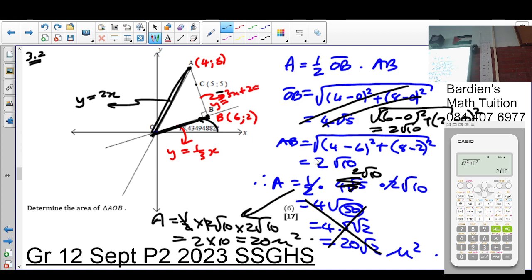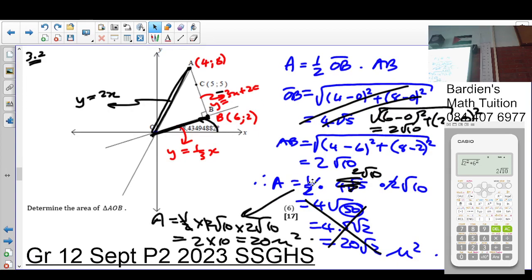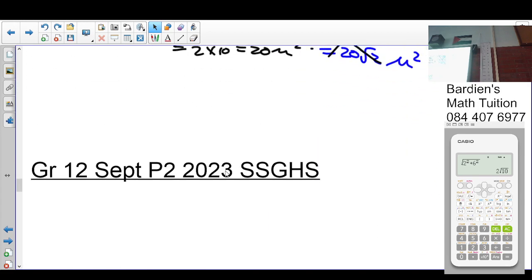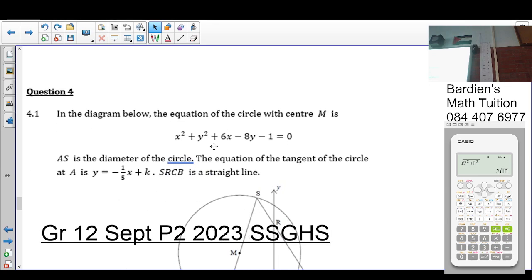Okay. But there's quite a few mistakes here. Sorry about that. But as I said, you can see from the diagram if your answer is making sense or not. Okay. Let's go to number 4.